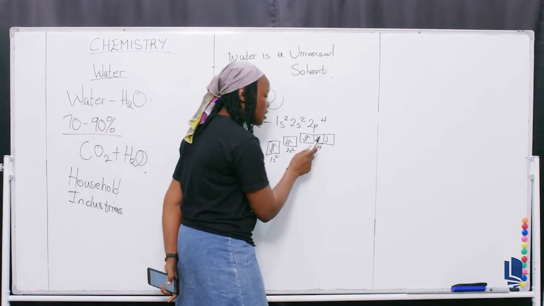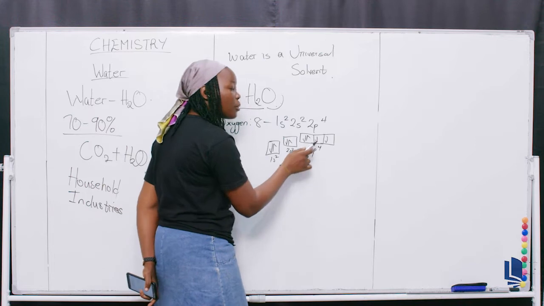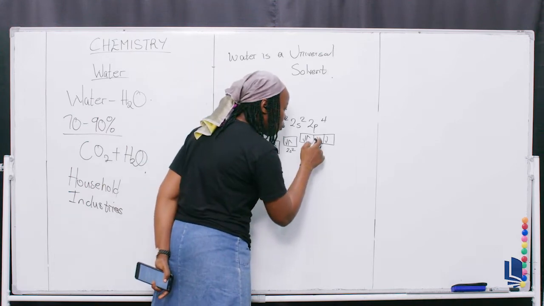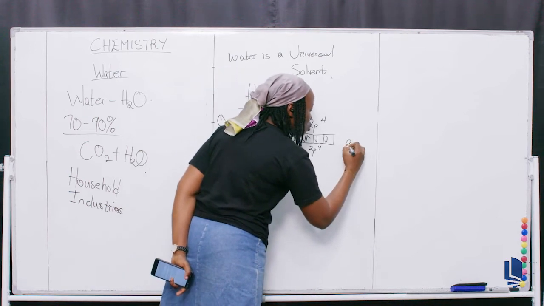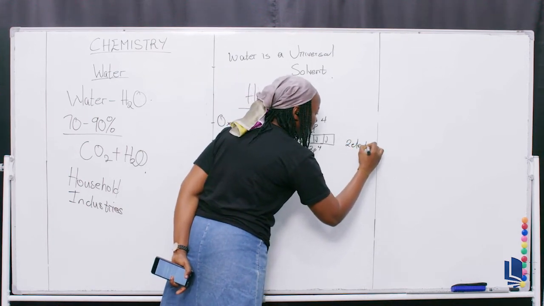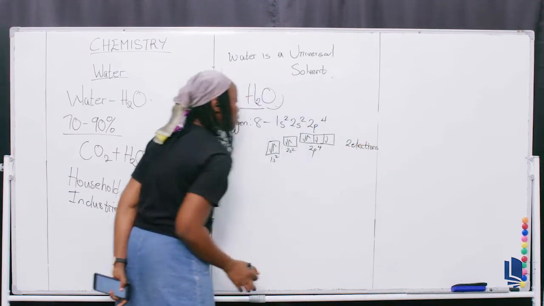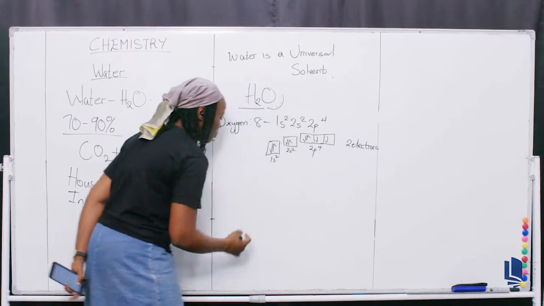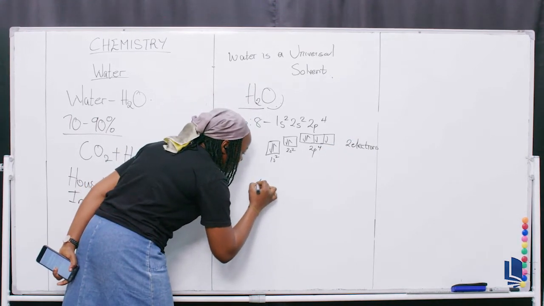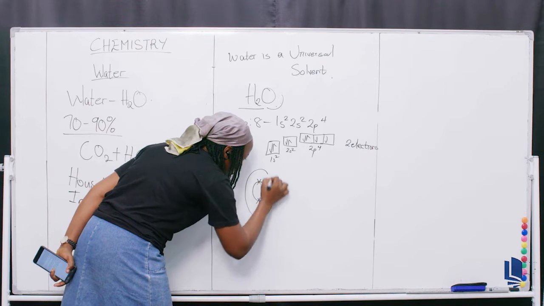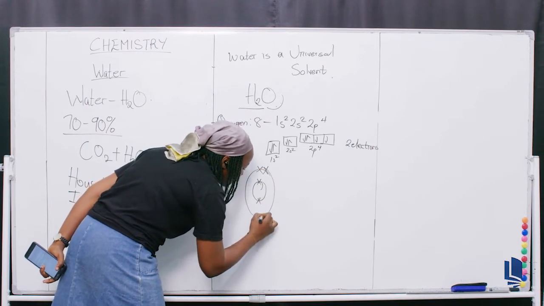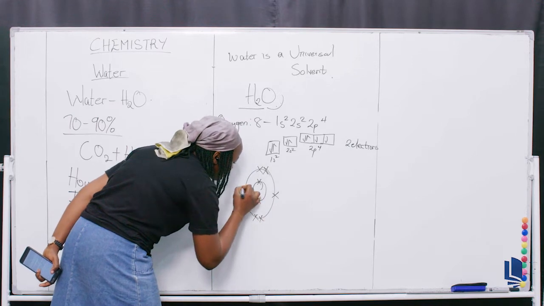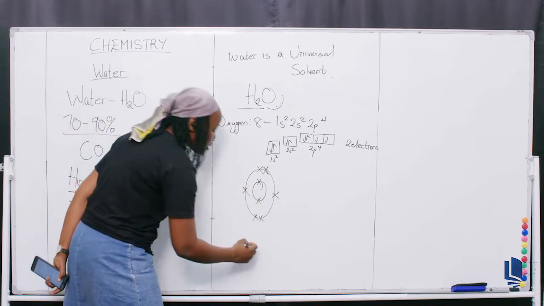In order for this p orbital to be fully filled, 1 electron is needed here, 1 electron is needed here, right? So that's 2 electrons. The first shell will take 2, the second shell will take 6. So 1, 2, 3, 4, 5, 6. So this is oxygen, right?